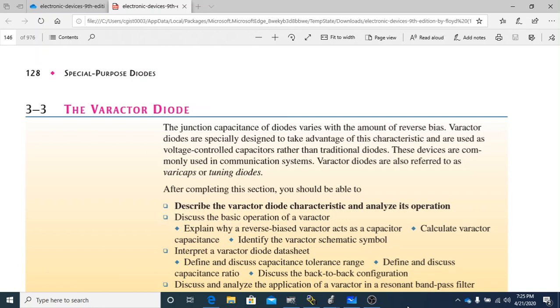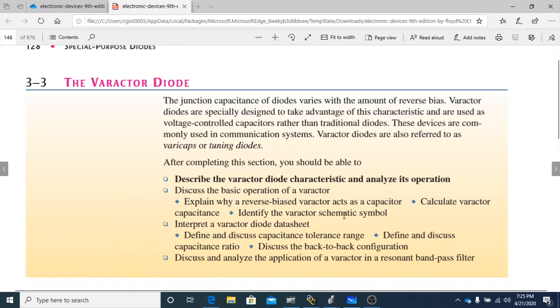Hello folks, I'm going to be going over chapter 3.3. This is covering the Varactor Diode. So we just got done with Zener diodes, so we're going to move on to the Varactor Diode.